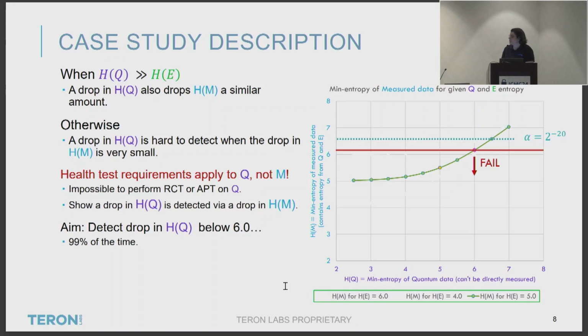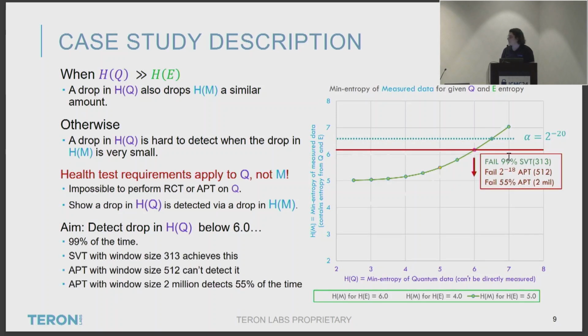Just for this example, I picked a false positive rate of 10 to the minus 20 when the quantum entropy is 6.5. I wanted to detect a drop in entropy down to a quantum entropy of 6. So I want my health testing to fail at that point. I also wanted it to fail 99% of the time if the entropy was that low. So I did the math, worked out how often it would fail for some tests.